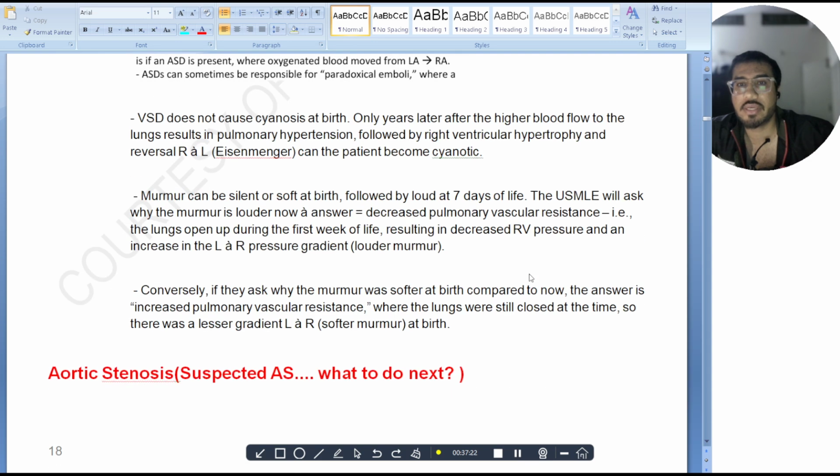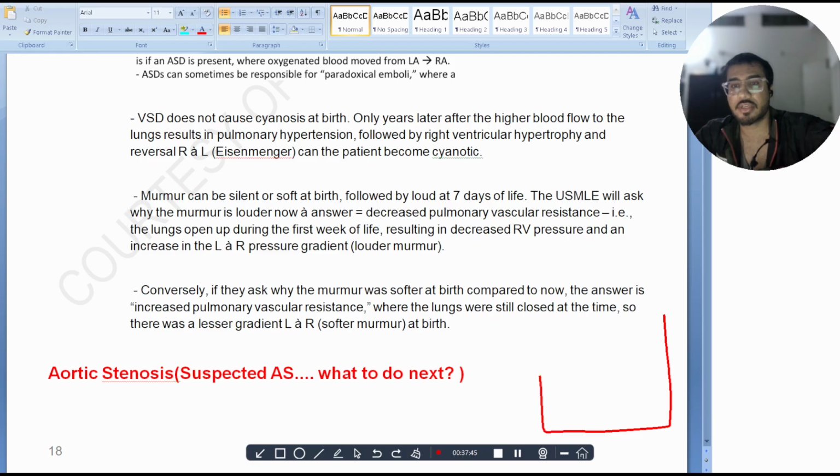So when it comes to VSD, there are two more important things and questions that you need to keep in mind. When the patient is a newborn, initially the murmur of the VSD is really soft. And what is the reason behind the murmur of the VSD being really soft? I'll draw it here for you guys to make it easy.